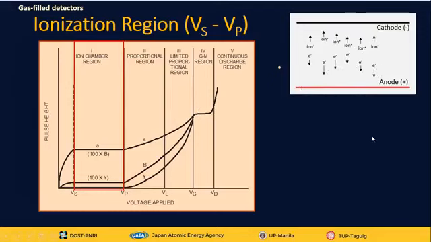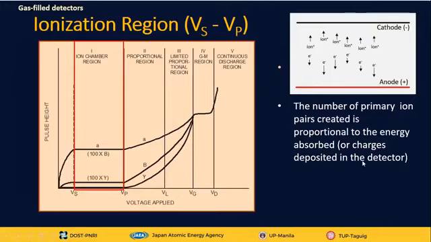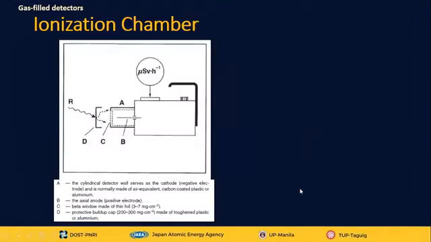Thus, the measurement the detector records is directly proportional to the energy absorbed by the detector, or the charges deposited in our detector. In this case, this is particularly useful to measure absorbed dose over time and used in accurate dose rate measurements. So this is our ionization chamber example, where A is the wall, which serves as the cathode, and B is the actual anode, or the positive electrode.